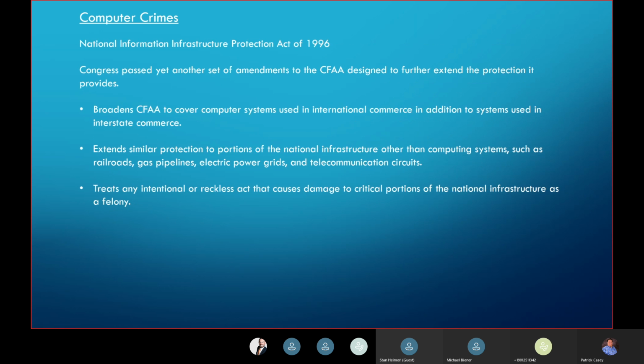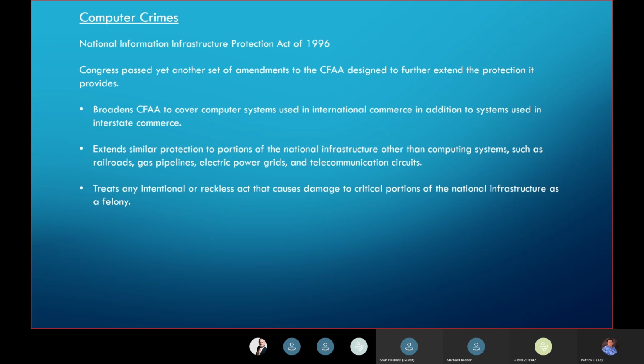National Infrastructure Protection Act of 1996. All right. Congress passed yet another set of amendments to the CFAA designed to further extend the protection it provides. This broadens the CFAA to cover computer systems used in international commerce in addition to systems used in interstate commerce. So we went from federal interest to interstate, and now we're going between countries, right?